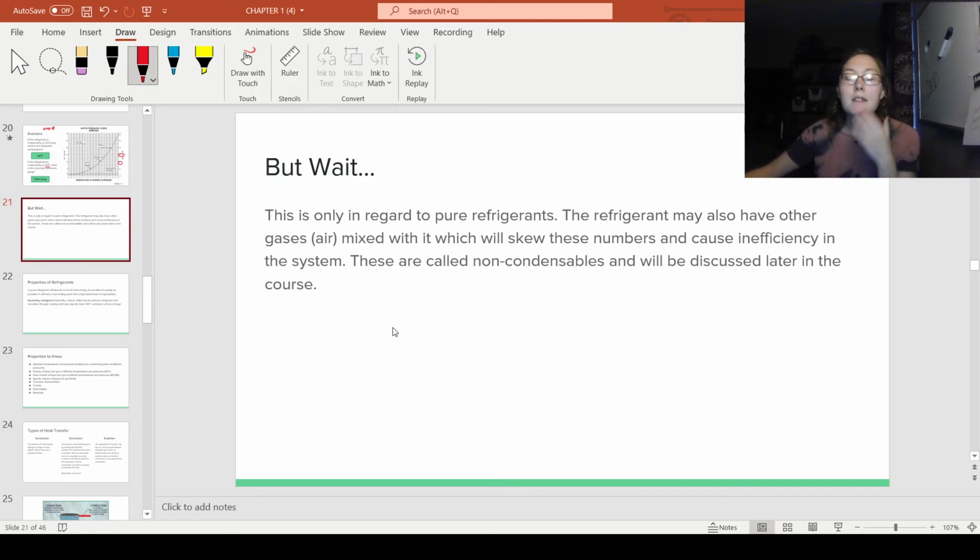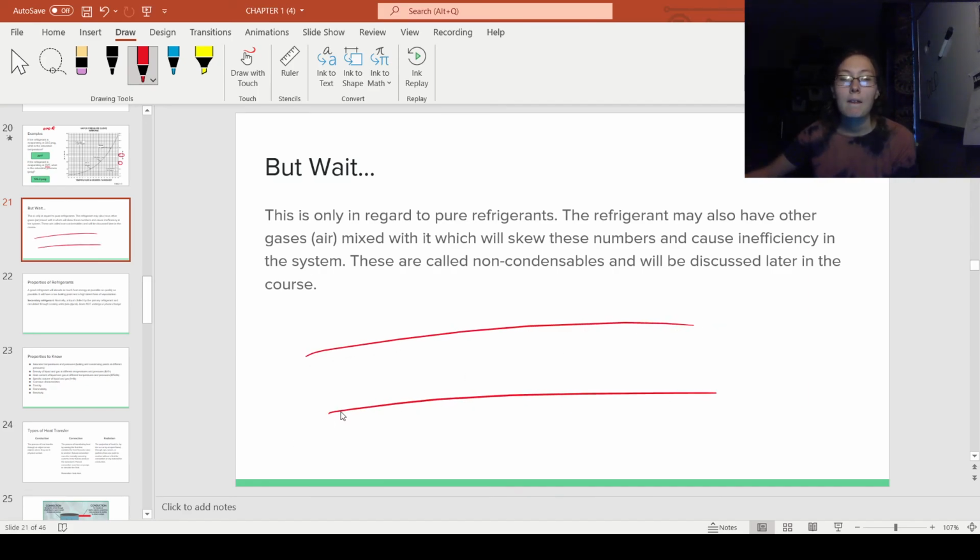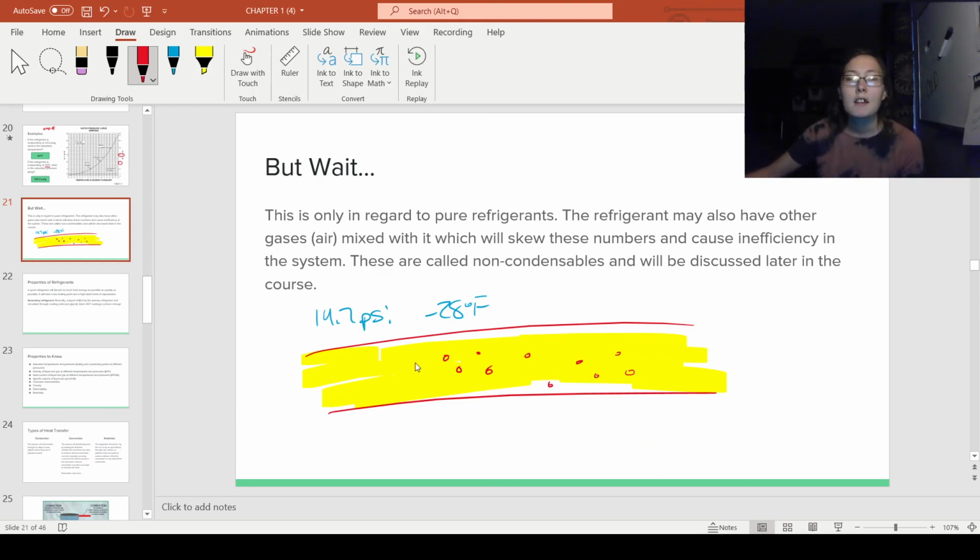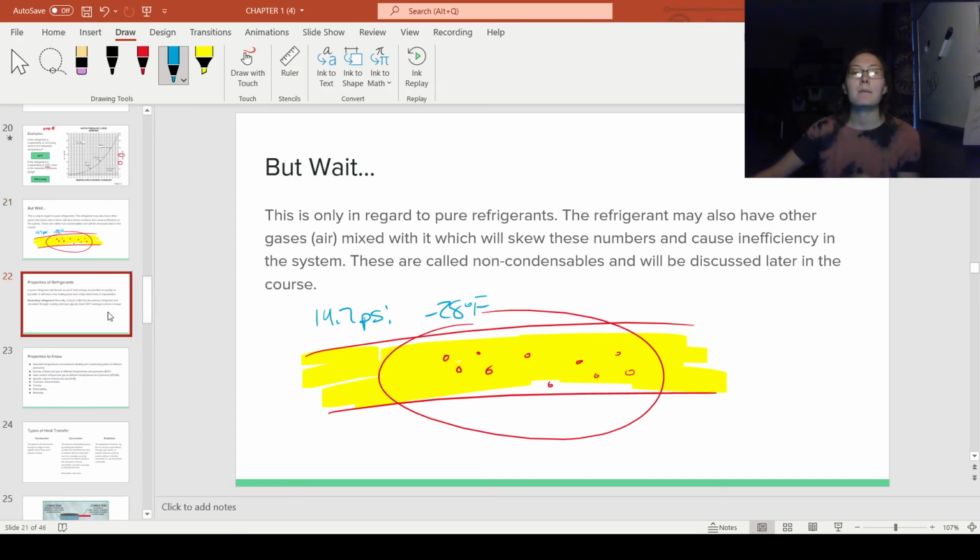They mess with your system, but basically, if you have a line that's supposed to be filled with 100% pure ammonia, and you know that ammonia evaporates at these conditions, that at 14.7 psi it's going to evaporate at negative 28 degrees Fahrenheit, but now you've got some air in here because someone didn't evacuate the line properly. You got some air all mixed in. Now this is not a pure refrigerant, and it's going to have different characteristics. It's going to skew these numbers, just know that.